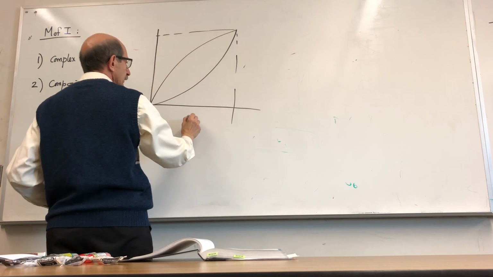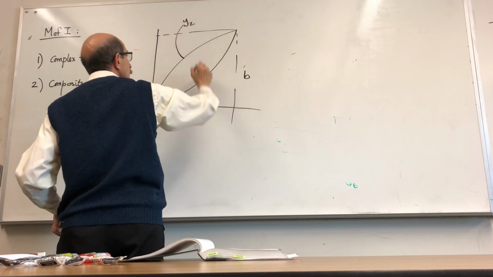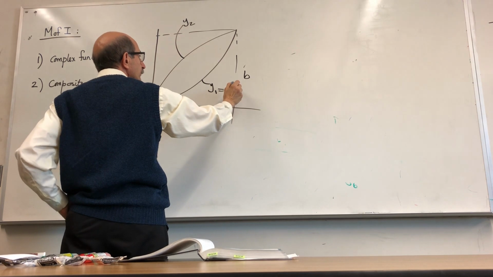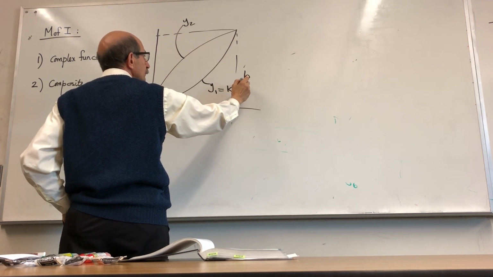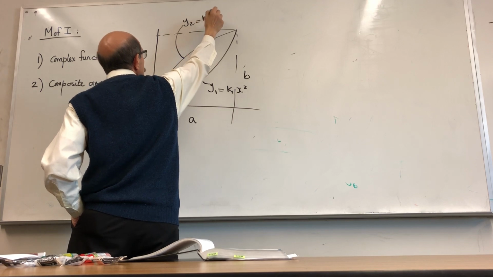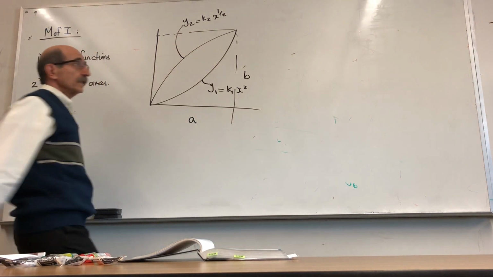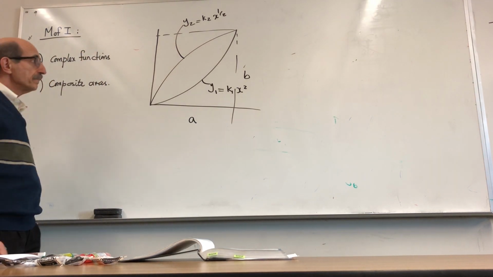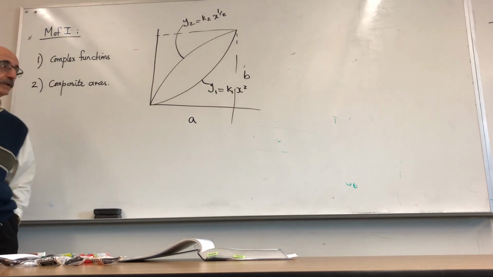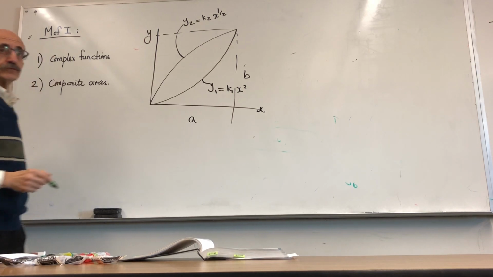So this was A, this is B, this is Y2, Y1, which was K1 X squared. This one was K2 X to the half, something like that, okay? So we want to find the moment of inertia of this shape about X and Y axes.